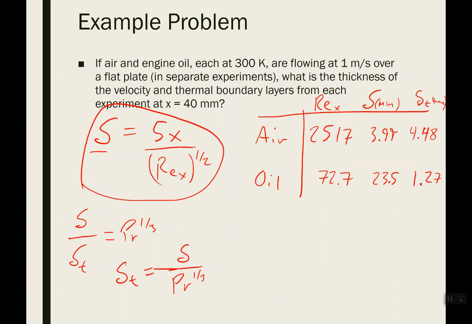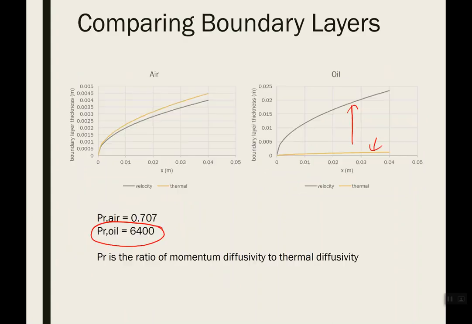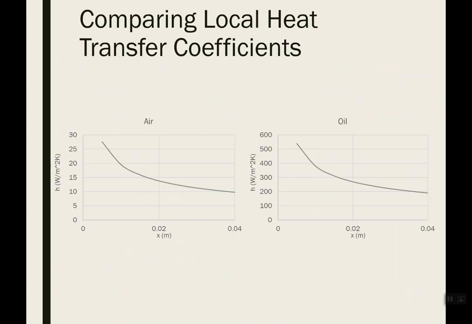Yeah, Donovan? And is delta the value for the boundary layer? Yeah. Delta is the velocity boundary layer thickness. There's also delta sub t, which is related by this correlation here. That's the thermal boundary layer thickness. Okay.